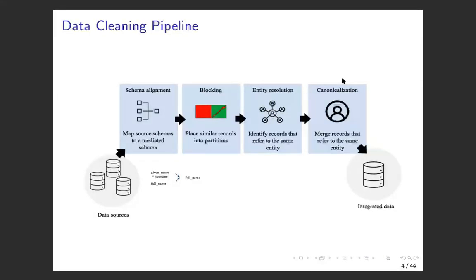So we have to move to the step of canonicalization, merging, or data fusion. And this is where we merge records that refer to the same entity. So this is where we find a representative record, the one that we think is the most representative, and that creates a representative data set. And finally, we end up with a representative data set, or what we call integrated data.